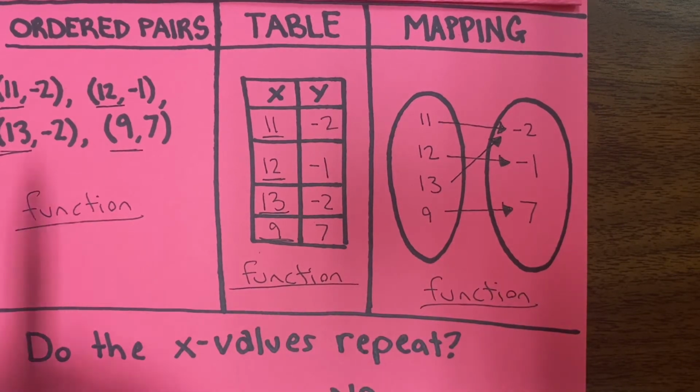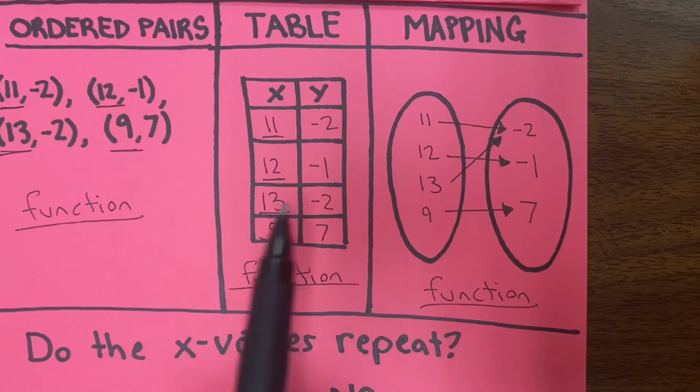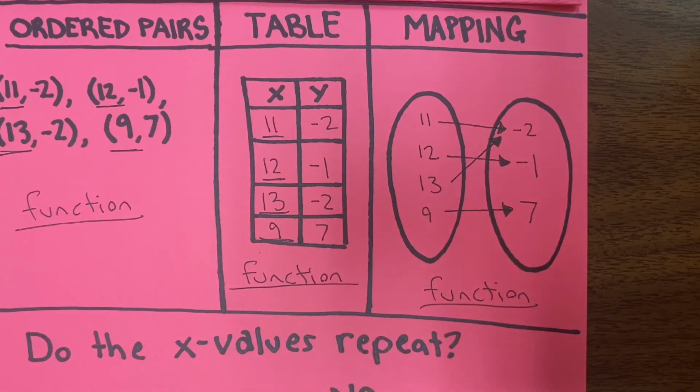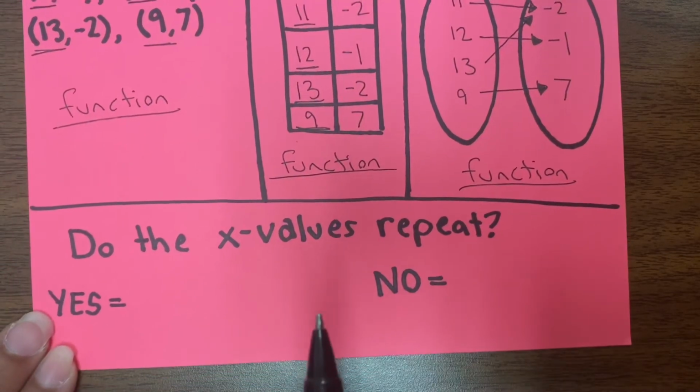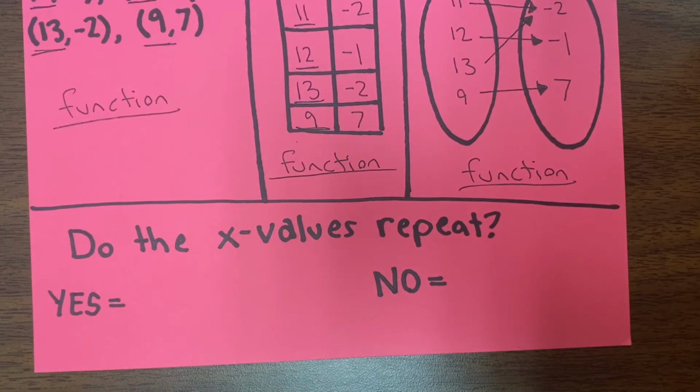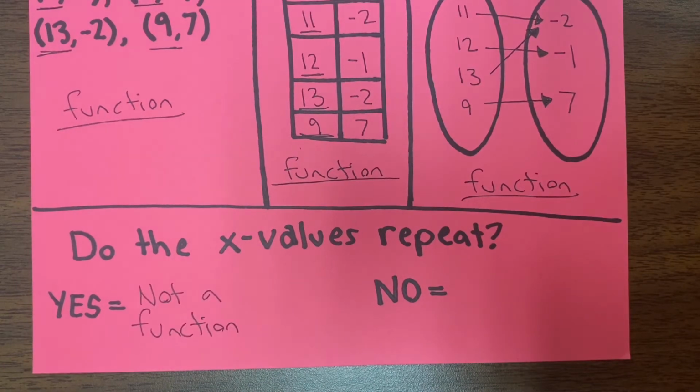So this is one set of coordinates being written 3 different ways. And our question is, do the x values repeat? If the answer is yes, then it is not a function. If we ask ourselves, do the x values repeat, and the answer is no, that means it is a function.